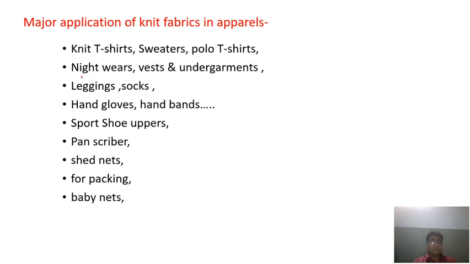Then come to the very popular ones, that is nightwear, vests and undergarments. Leggings and socks are very famous in the female category. Hand gloves and then headbands are also very popular in the sports category. Sport shoe uppers, whatever uppers are made for sport shoes, are produced by flat knitting machines. Then another very important technical application is the fan scrubber. Then some shade nets can also be produced through knitting technology.